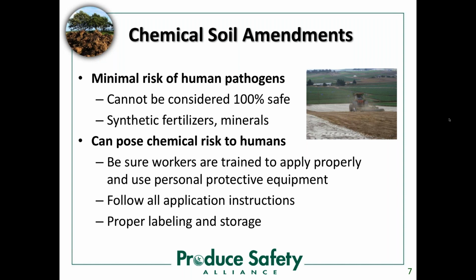These food safety risks, if applied improperly, can include particularly health hazard risks to the worker or the person handling the chemicals. So you want to make sure everybody's trained appropriately to apply them and to use personal protective equipment, dust masks, gloves, other things as necessary. Follow the application instructions specifically, and make sure there's proper labeling and storage of these chemical soil amendments on your farm.